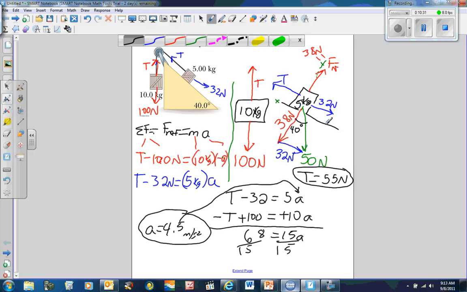Which makes sense because 55 is larger than 32, so it's going to accelerate upward toward the pulley. 55 is less than 100, so it's going to accelerate downward toward the ground. And if you look in your book, I think it's like 4.4 or something. That's because we use 10 and not 9.8. They got 53, I think, for tension. So using 10 as the acceleration due to gravity gave us slightly different answers, but that's totally acceptable on an AP test. And that's how you do number 28, page 113.